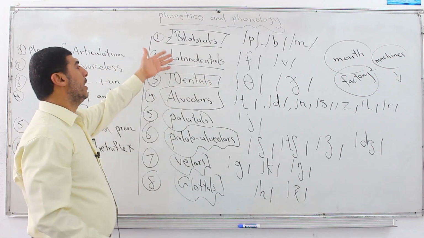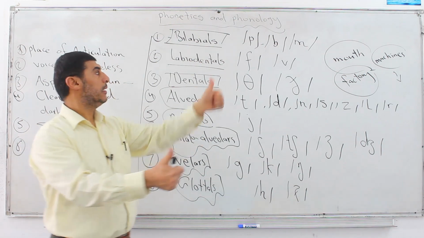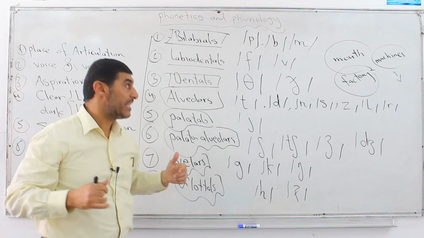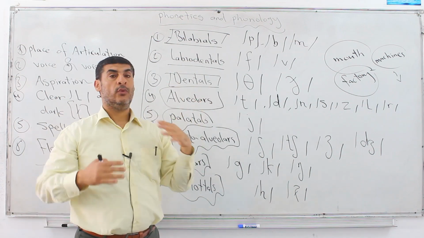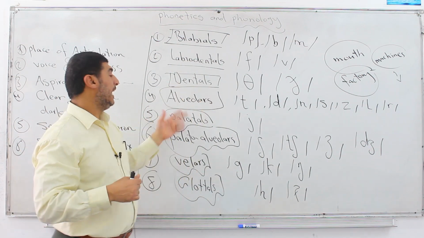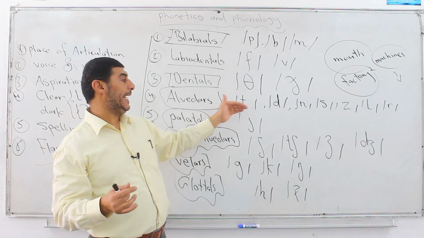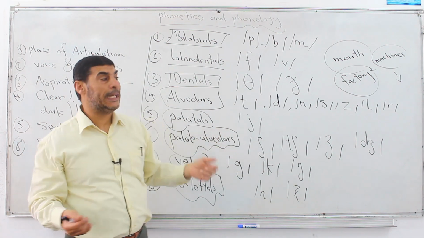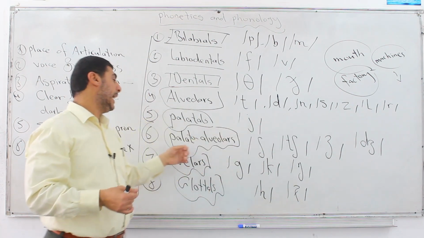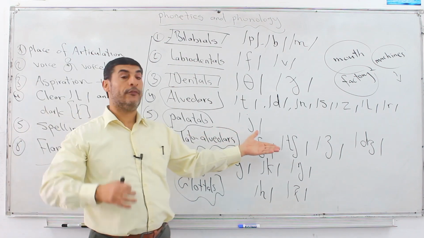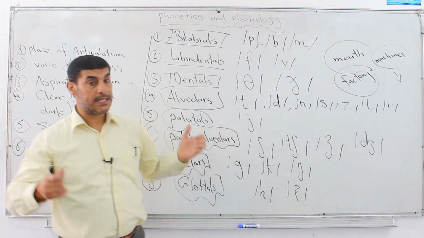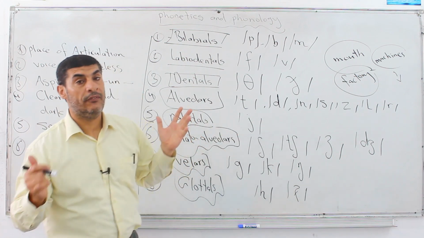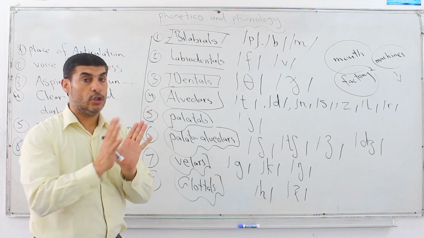products. Okay. Bilabials, we have the lips. Okay, labiodental, we have the lower lip and the upper teeth. Dentals, we have the upper and lower teeth. Alveolars, the tip of the tongue and the alveolar ridge. Okay, palatals, we have the front or the bed of the tongue and the hard palate. And palato-alveolars, we have the front of the tongue, or sometimes the middle of the tongue, and the area next to the alveolar ridge or the beginning of the hard palate.